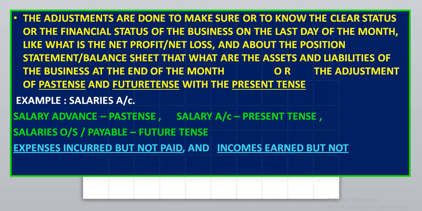So these are the three things which are adjusted at the end of the month with the present tense, that is the salary account. The salary account will be shown in the profit and loss account, and the outstanding salary will be shown in the liabilities. Whatever salary advance was given was debited earlier, and at the adjustment on the last day of the month, the salary advance will be credited. So these are the different adjustments which are done on the last day of the month. And expenses incurred but not paid, and incomes earned but not received, this is the definition of the accrual.